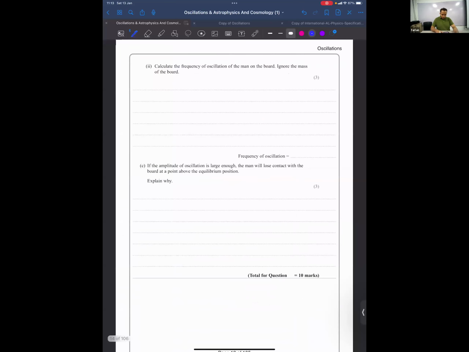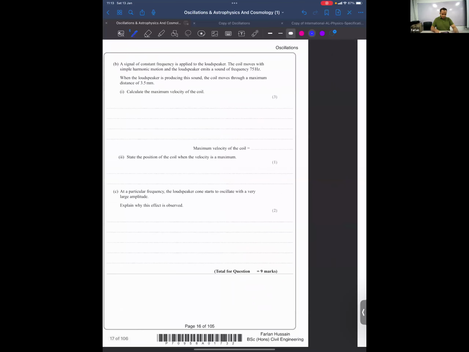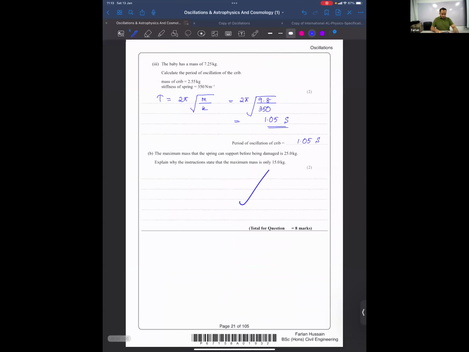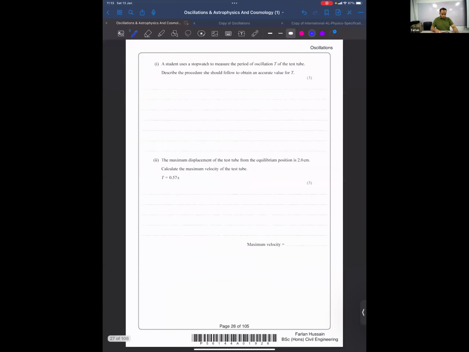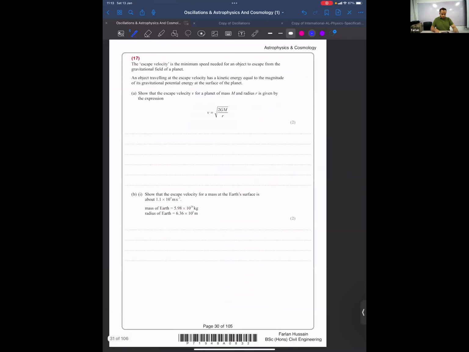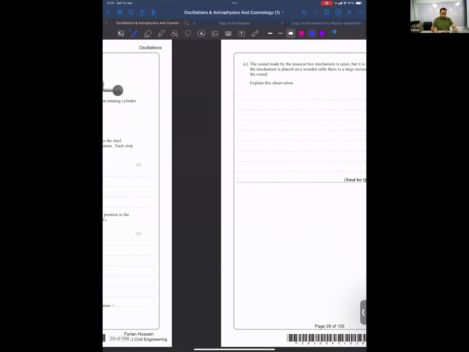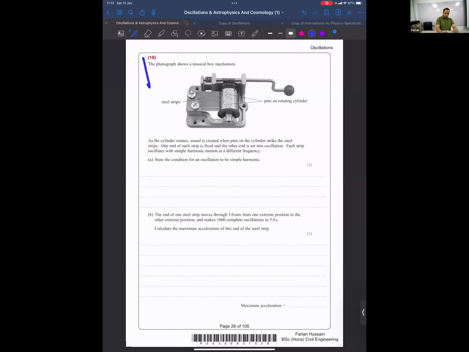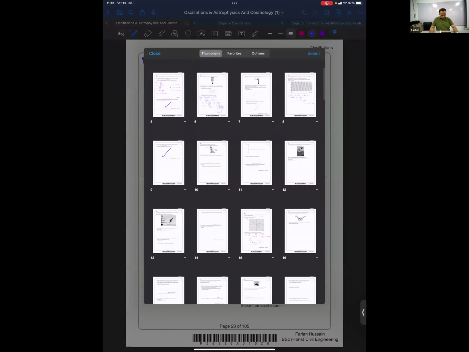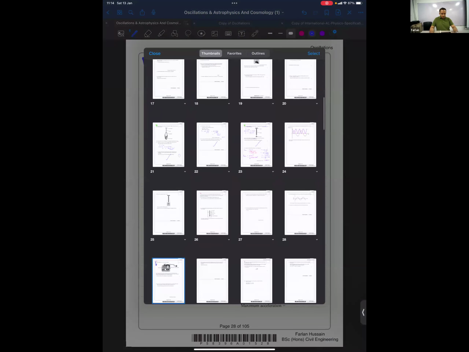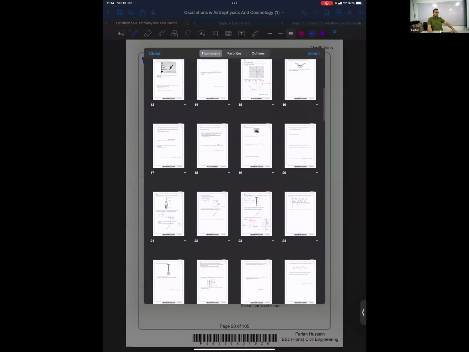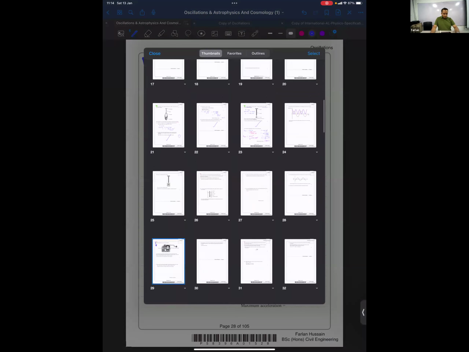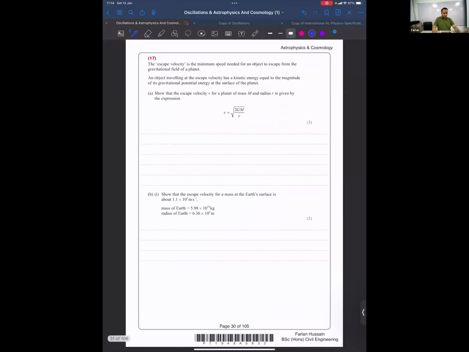Guys, complete everything up to the sixteenth. I think there may be around 4 questions remaining to be done for you to complete up to the 16th one, and we are done with oscillations. Next week we will be starting the last topic, which is astrophysics and cosmology.